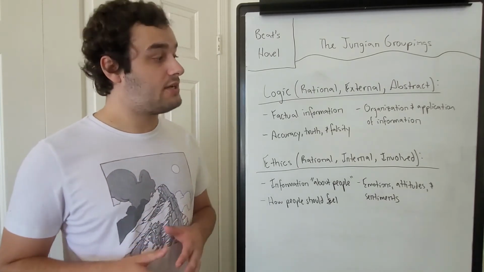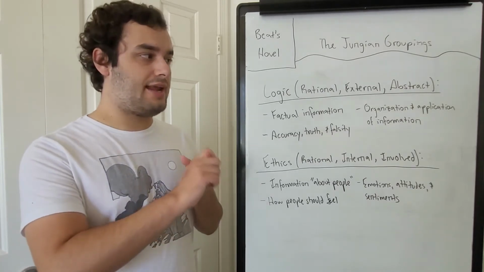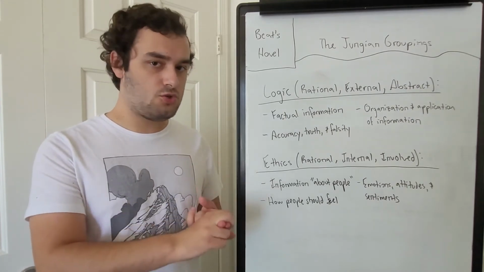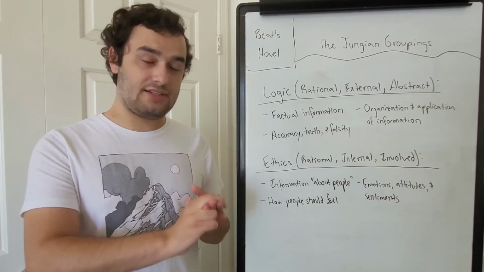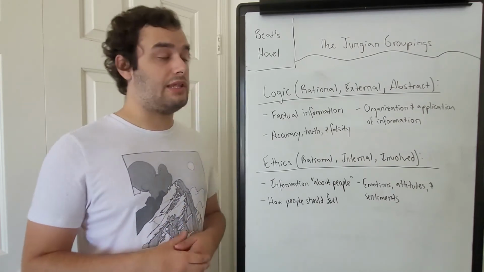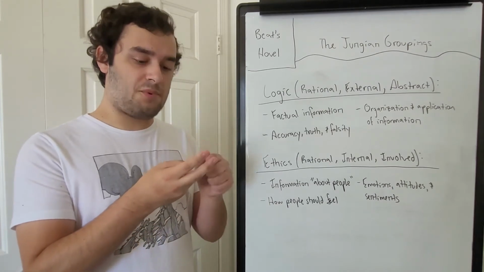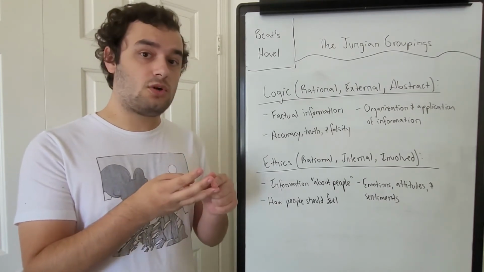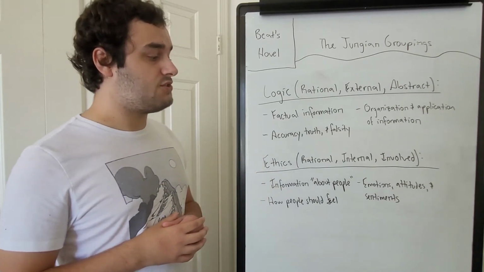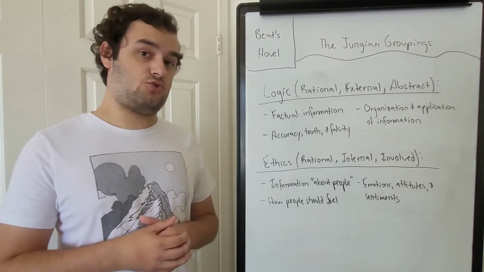So starting with logic. Logic is rational, meaning it's evaluated and interpreted information. External, it can be shown or pointed to directly. And abstract, it's global, it's not occurring in the here and the now. So logic is factual information. It's information about facts, about properties, about categories, anything you can think of in that realm. And it is concerned with the accuracy, truth, and falsity of that factual information.